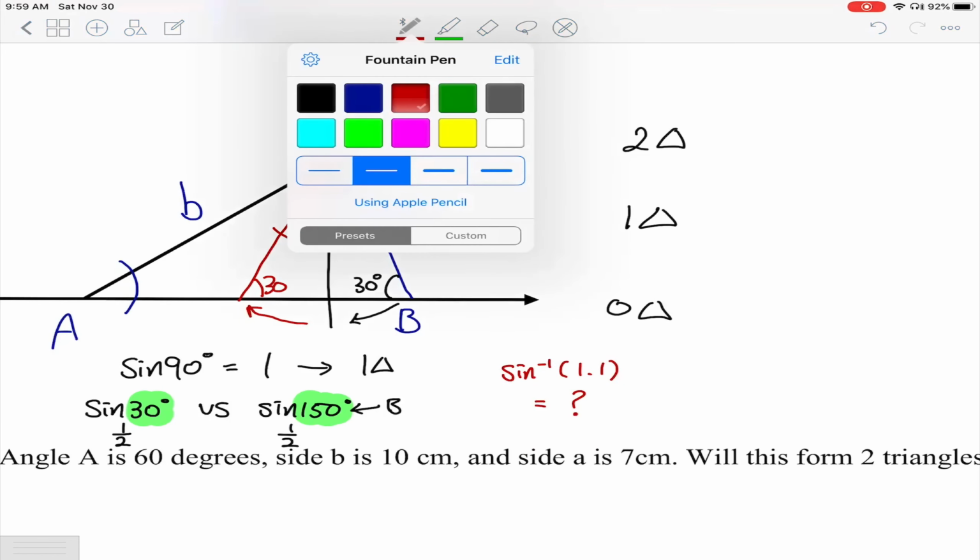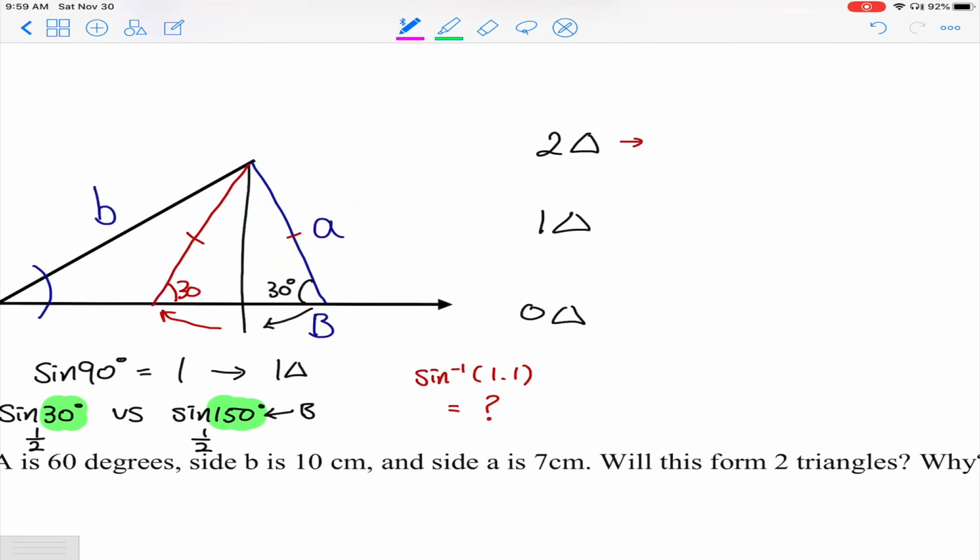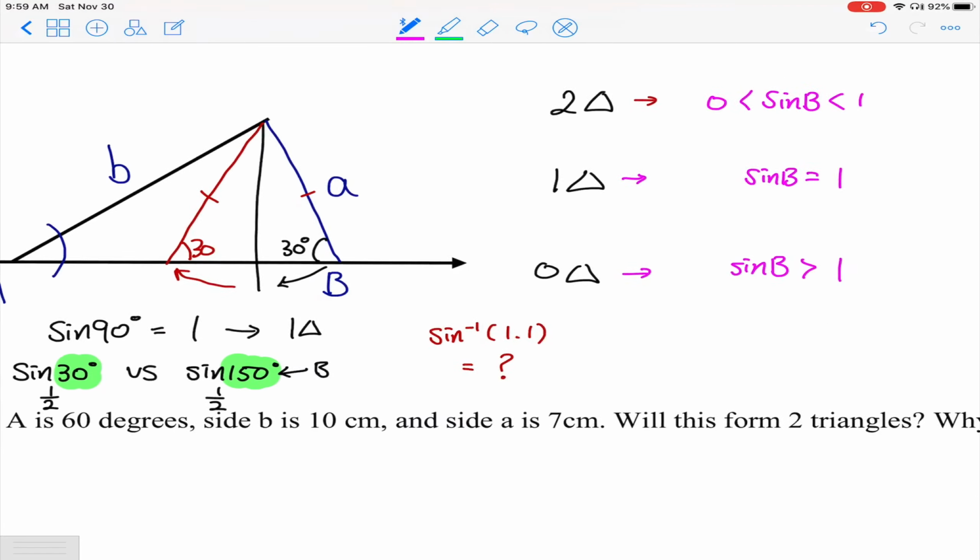So the rule is very simple. For two triangles, your sine B ratio after the sine law should be in between 0 and 1. For one triangle, your sine B ratio must be equal to 1. And for no triangle, your sine B must be greater than 1. And you will see more clearly if we do the example. So let's take a look at the example.